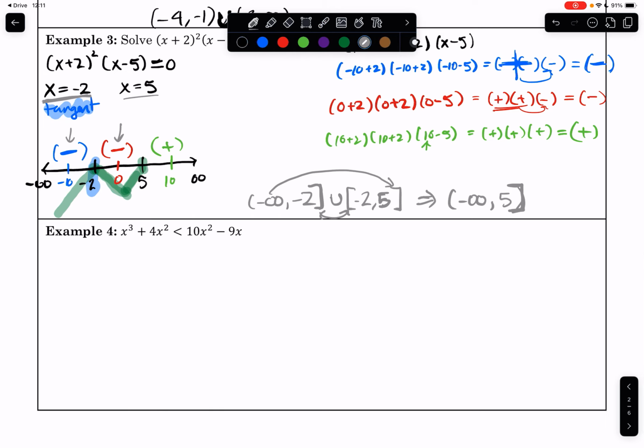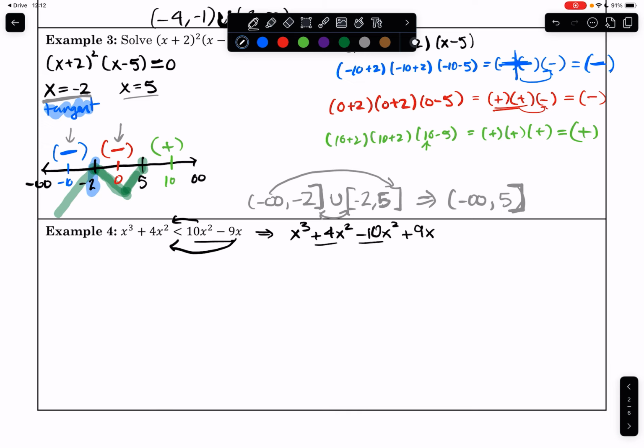So moving on. On this example, in order to solve this inequality, the first thing we need to do is move everything to the left side. We need the right side again to be the number 0. So we're going to start by moving these two terms to the left side, not right side, I'm sorry, to the left side. We want the right side to be 0. So this would be x to the third power plus 4x squared minus 10x to the second power plus 9x. You'll notice that we have two like terms here, and now this would be less than 0.